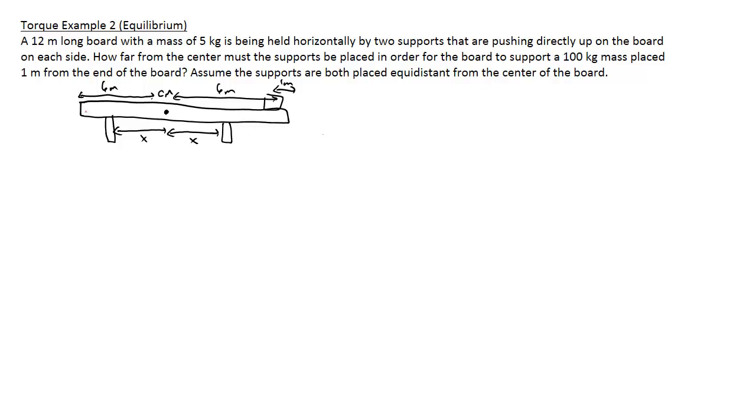So if we look at our forces, we have a force from this support pressing up, I'll call that F1. We have a force from this support going up, I'll call that F2. We have a force of gravity caused by the center of mass of the board going down, I'll call that Fg1. And then we also have a force of gravity going downwards caused by that 100 kilogram mass that we have over on the end of the board. So I'll call that Fg2.